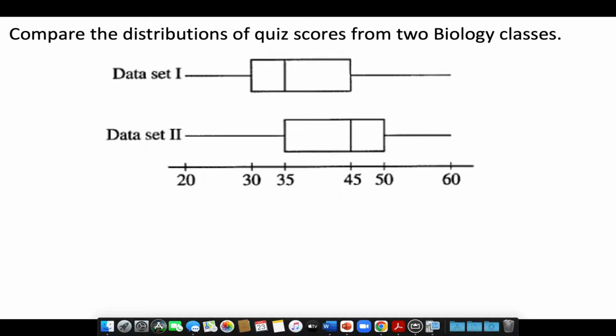That's important. If you were in biology class, which class would you want to be in? Class 2, because the middle 50% looks like the students tend to do better. That's the one I want to be in. So that's important. Okay. Shape. All right, so go back to shape. This one's a little tough.